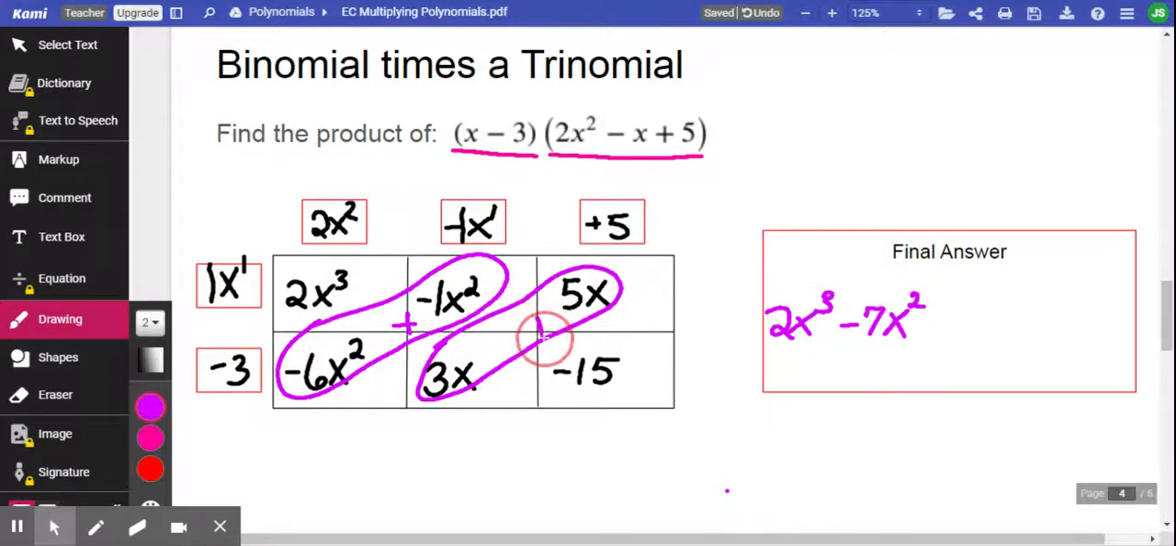Well, then along this diagonal, I've got a +3 plus a +5. 3 plus 5 gives me 8. So now I've got 8x. Last but not least, I have this lonely constant that just comes down at the end. So that would be our last term that we write, is that -15. So now that it's all written out, I can see this is in standard form. It goes from the highest exponent right down to the lowest.